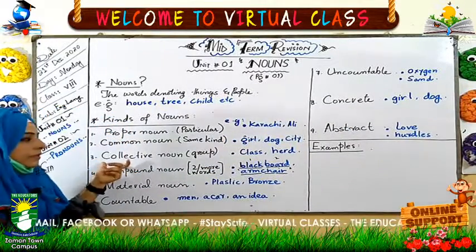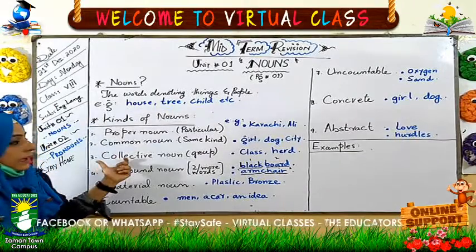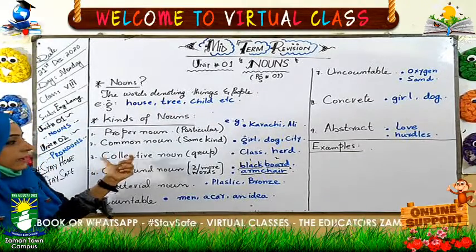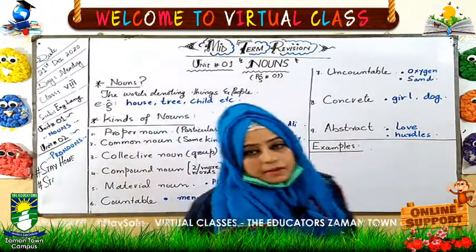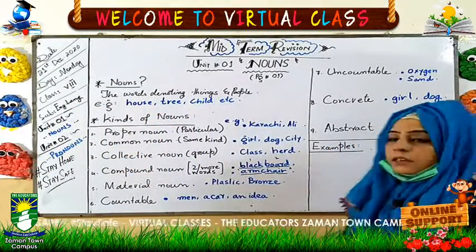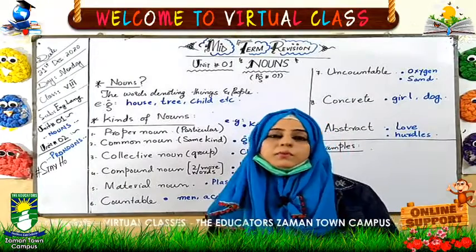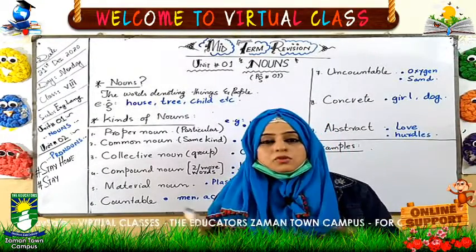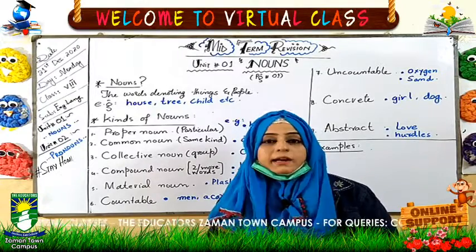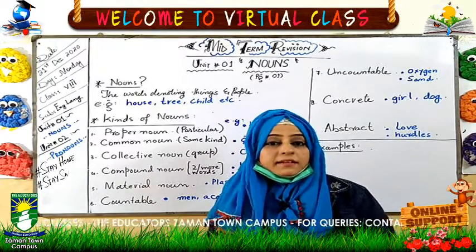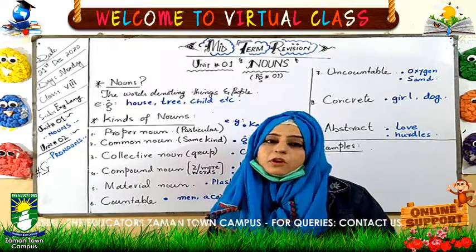Now the third one is the collective noun. Collective means a group, a class, many people of the same kind, so it would be a collective noun. The word collective is derived from the word collection. Multiple people or things joined together of the same kind. The mandatory thing is that they must be of the same kind.